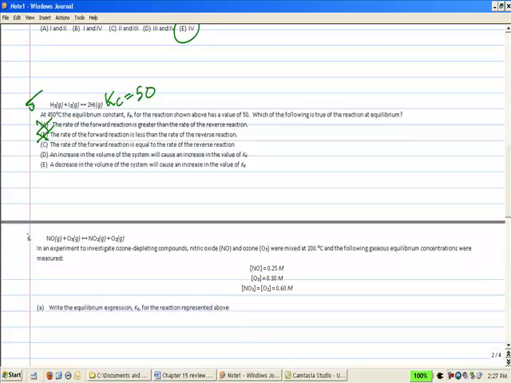C, though, the rate of the forward reaction is equal to the rate of the reverse reaction. That's always true at equilibrium. So I would say that C is our correct answer. And then D, an increase in the volume of the system will cause an increase in the value of Kc. We know that the only thing that changes the value of Keq is when the temperature changes. So D and E are both out. So it absolutely has to be C.